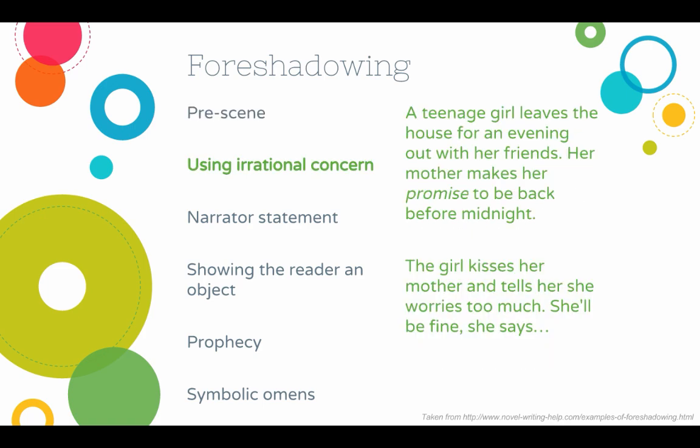Using irrational concern, here's an example. A teenage girl leaves the house for an evening out with her friends. Her mother makes her promise to be back before midnight. The girl kisses her mother and tells her she worries too much. She'll be fine, she says. In the real world, mothers worry over nothing all the time, regardless of how old their children are. It's kind of part of being a mom. In fiction, however, there's no such thing as irrationality. If a character worries, the reader should expect that these worries are for a reason. If this scene were to happen in a book, you could predict that something would in fact go wrong because the mom wouldn't be worrying for no reason.